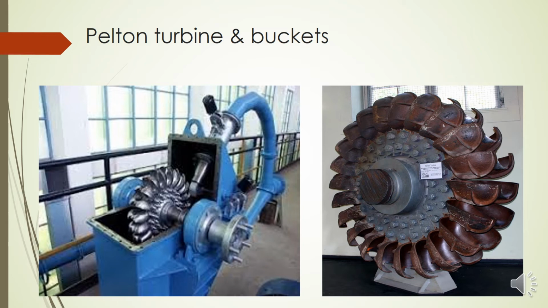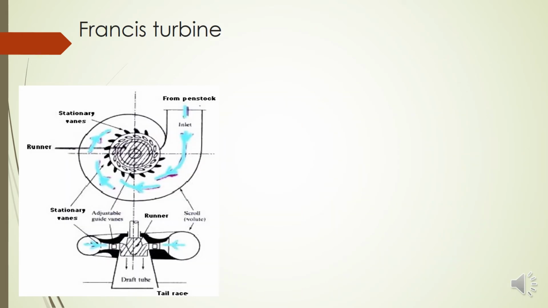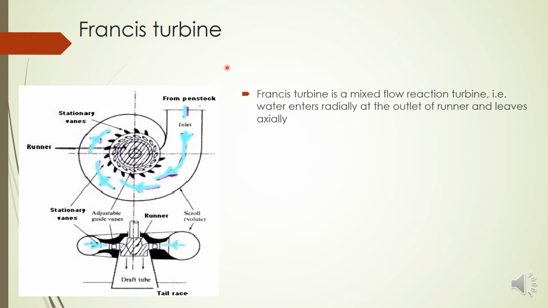So now we will go to the Francis turbine. This is an entirely different turbine. This is a front view, and these are the top view, or the other way also. Now what is the Francis turbine? It is a mixed flow reaction turbine. Already we have discussed what mixed flow is. The water enters radially to the runner, but leaves axially. We call it a mixed flow.